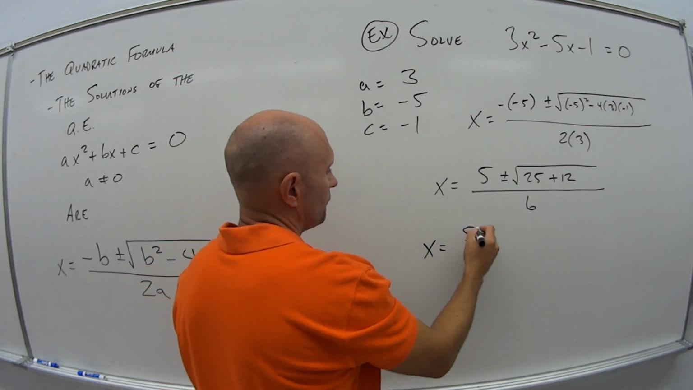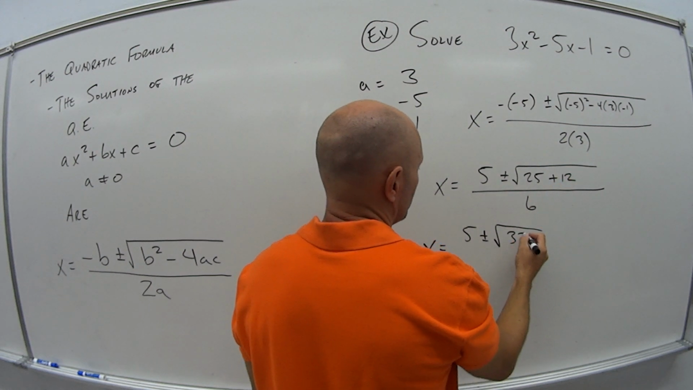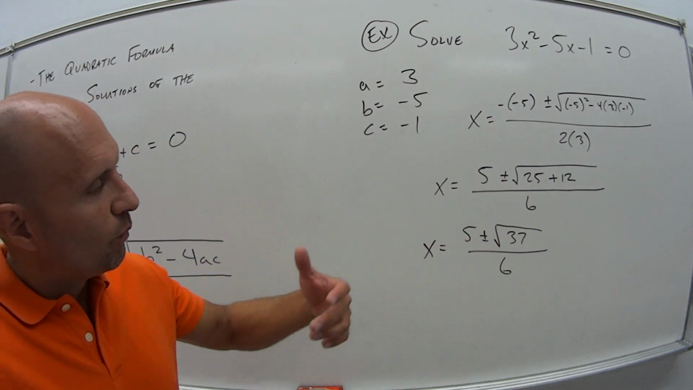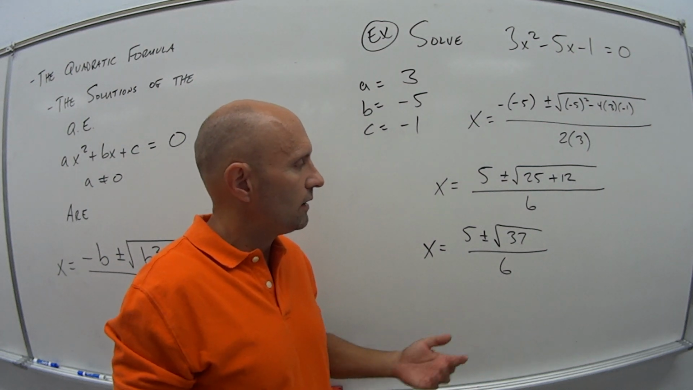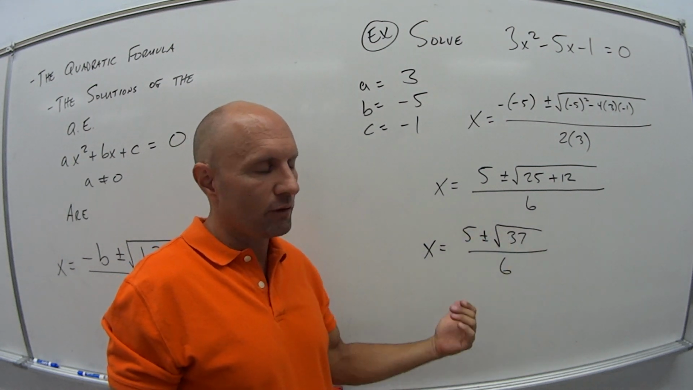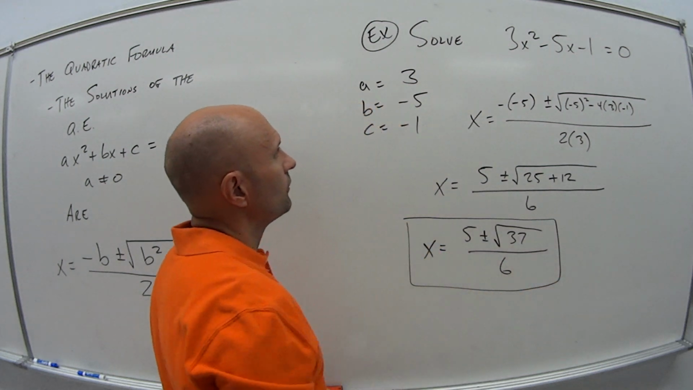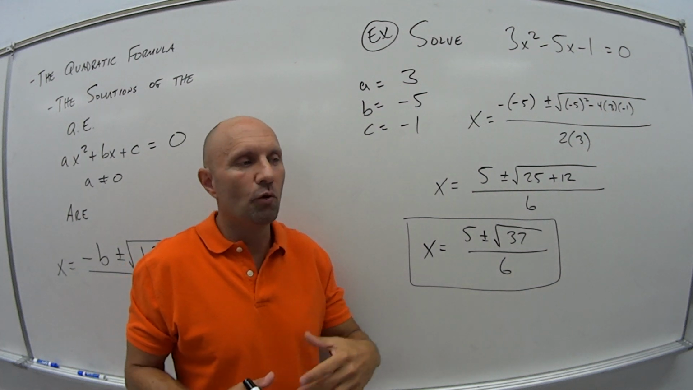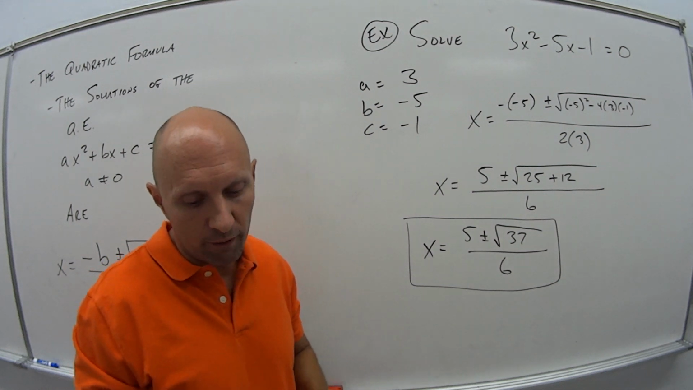So x is equal to 5 plus or minus the square root of 25 plus 12, which is 37, all over 6. And in this case, we can't simplify any further. Why? Because 37 doesn't have a perfect square factor. So if I could simplify the radical, I would. In this case, I can't. So that's your answer. You can see here in basically 1, 2, 3 steps we're done, as opposed to 6 or more steps if we had to do this by completing the square.